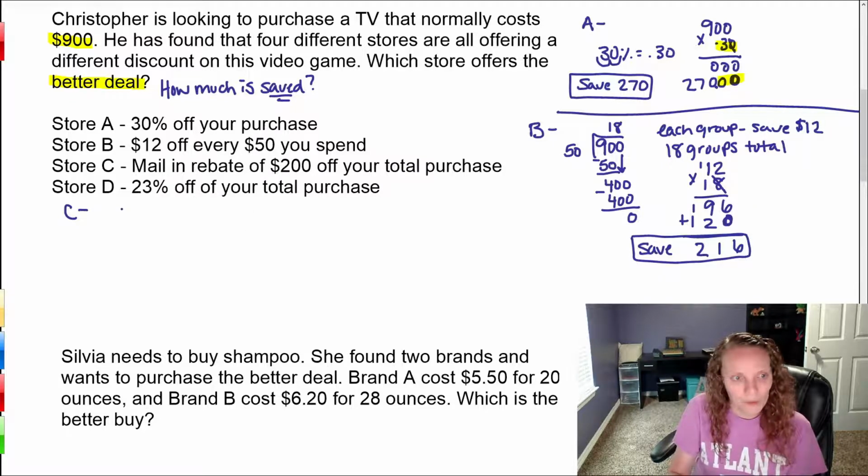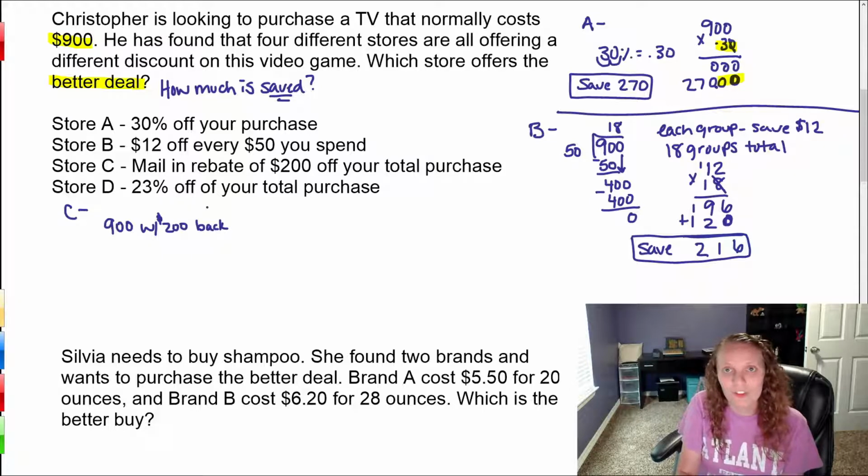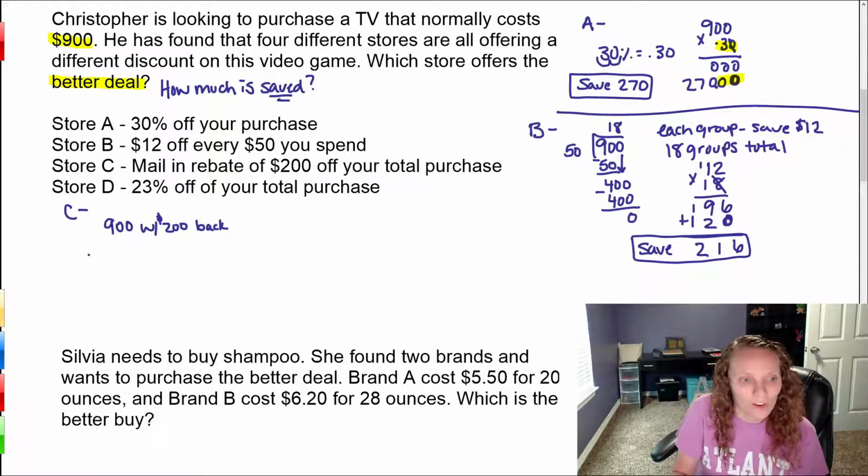And so we would originally spend $900 at the beginning, but if we fill out that rebate, we would get $200 back. And that means we'll save $200 as long as we fill out that rebate. So on this one, we'll save $200.